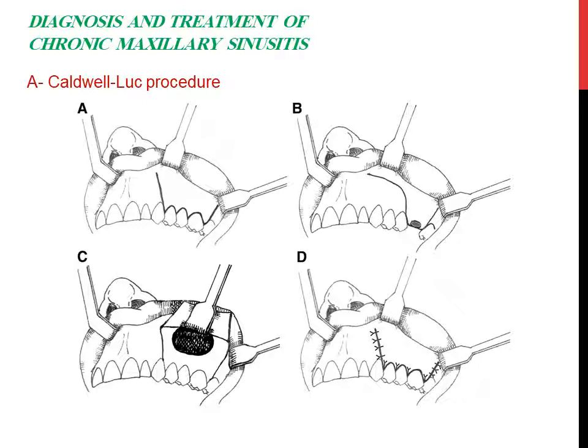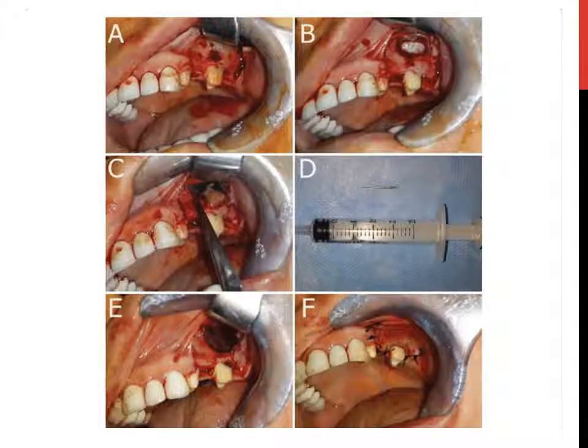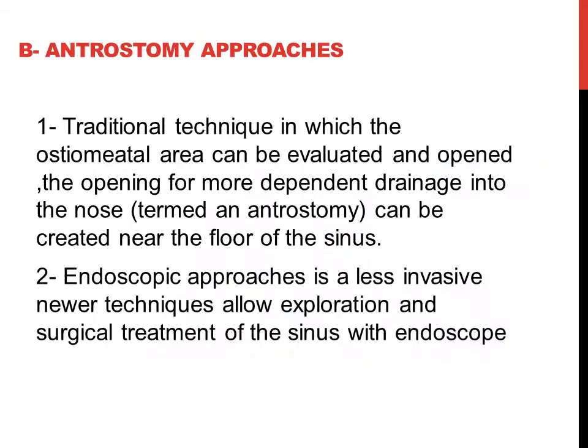Diagnosis and treatment of chronic maxillary sinusitis. First of all, we have the Caldwell-Luc procedure, and this figure shows the procedure. This is figure 2. Antroscopy approach is a traditional technique in which the ostiomeatal area can be evaluated and opened. The opening for more dependent drainage into the nose, termed an antrostomy, can be created near the floor of the sinus. Endoscopic approach is a less invasive, newer technique that allows exploration and surgical treatment of the sinus with an endoscope.